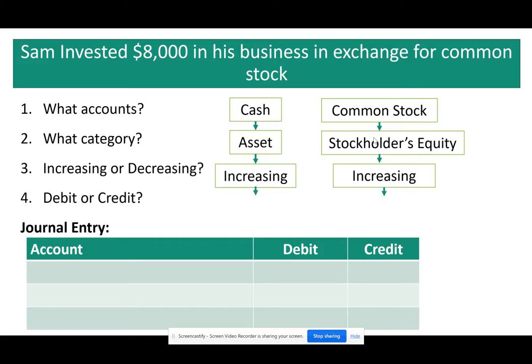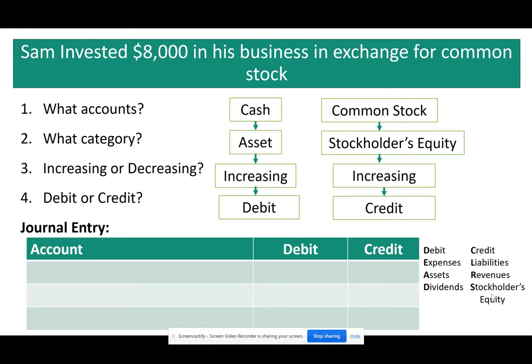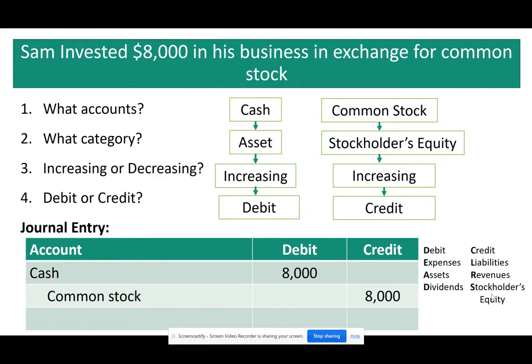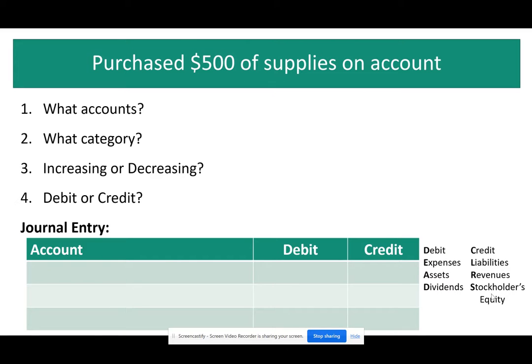Now we can translate that into our debits and credits for our journal entries. How do we know our debits and credits? Again, that mnemonic DEAD CLIC might be helpful for you. So I say I have cash, which is an asset, which is increasing. Cash is a debit normal balance because it's over here in my DEAD part. And so therefore, it would increase with a debit. My common stock is part of stockholders' equity, which is over here under my credit part of my mnemonic. And so it increases with a credit. Now I can write my journal entry. Debit cash for $8,000, credit common stock for $8,000.